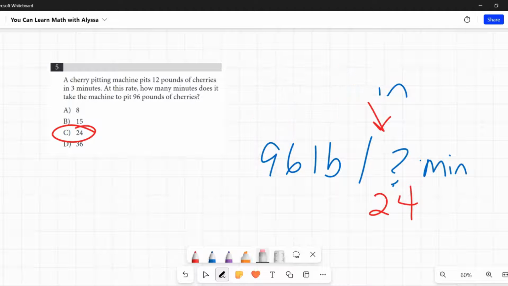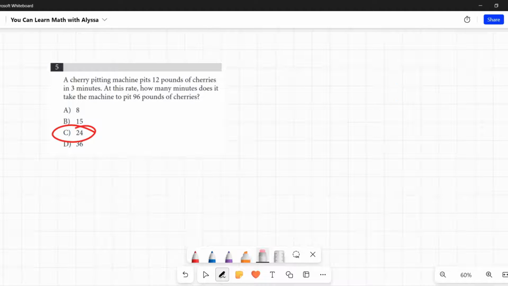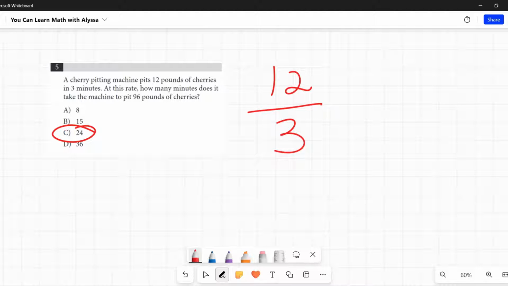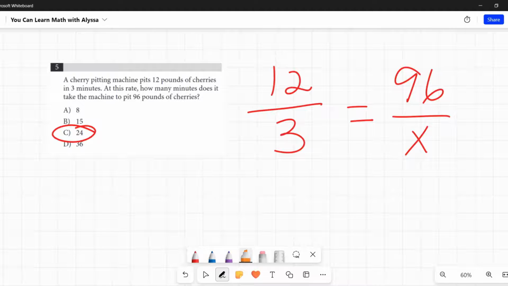If you want to set this up in a more proper sort of proportion, we would say that there are 12 pounds of cherries every 3 minutes. Then on the other side, I want to do the same thing. I want to do pounds to minutes, like that. And this ratio of 12 to 3 can be simplified because 3 goes into both of those. It goes into 12 4 times, and it goes into 3 1 time. So that's the same ratio. Now to solve this, we would need to cross multiply.